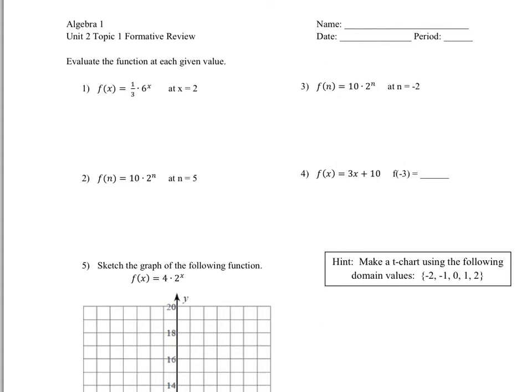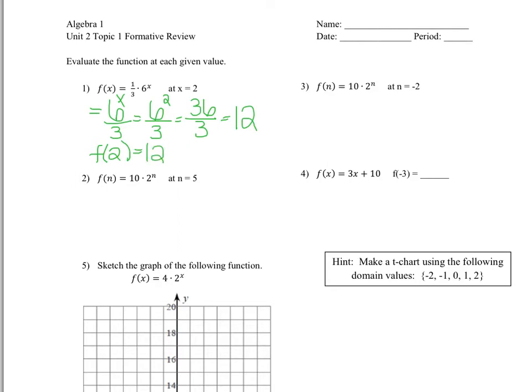So for number 1, we're given f of x equals 1/3 times 6 to the power of x. Remember, this is also like writing 6 to the power of x divided by 3, because multiplying by a fraction is really dividing by its reciprocal. We know that x is 2, so this is really 6 to the power of 2 divided by 3. 6 squared is 6 times 6, which is 36, divided by 3, and that equals 12. So f of 2 equals 12.